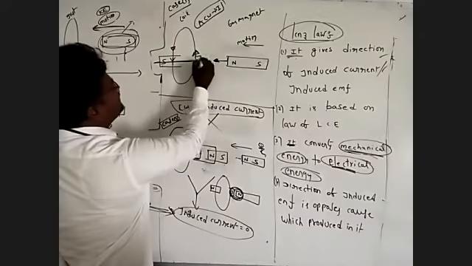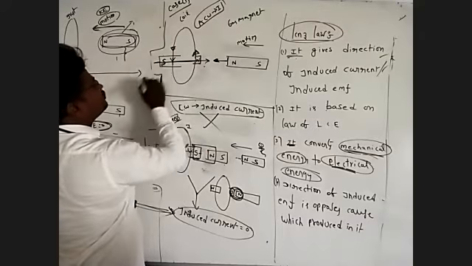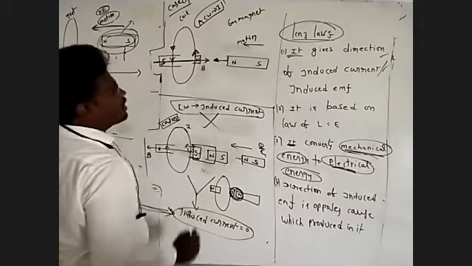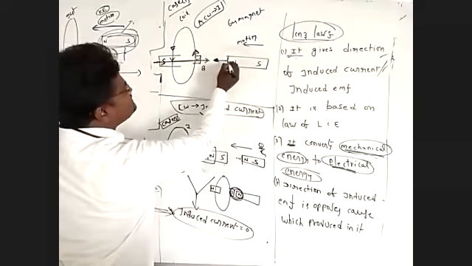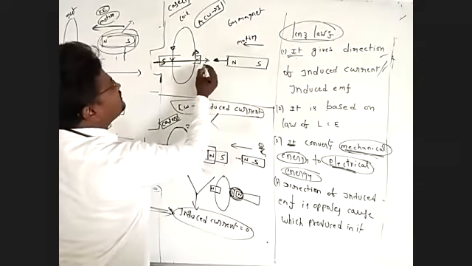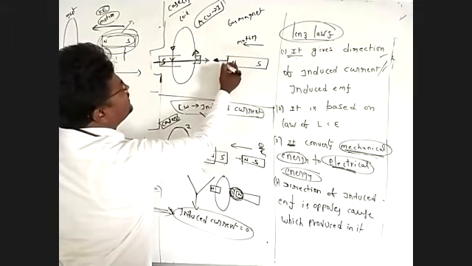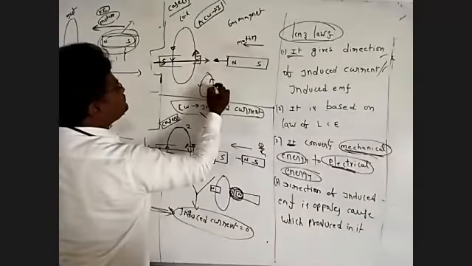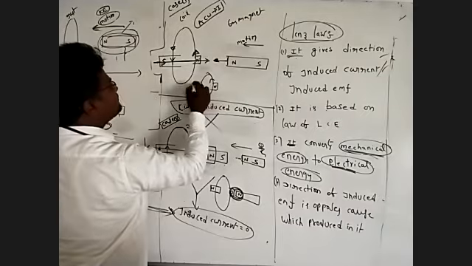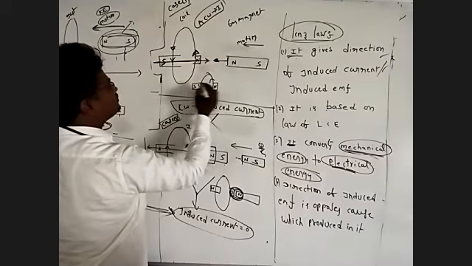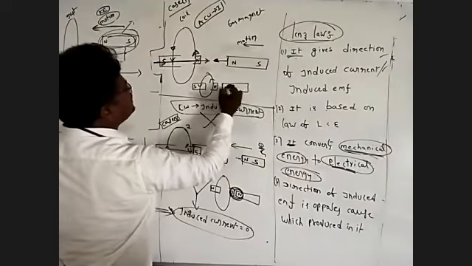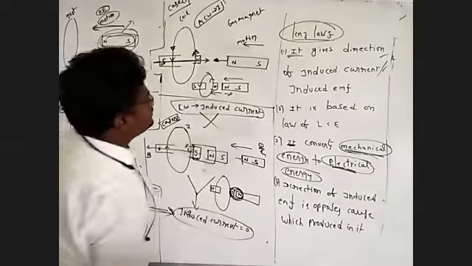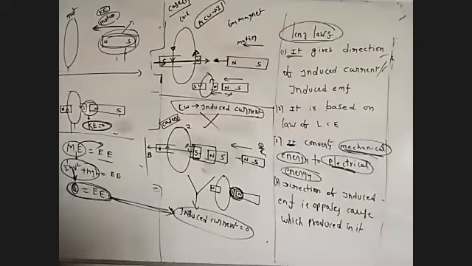Now the front part acts as a north pole, and the back part acts as a south pole. The direction of the magnetic field is outward. The bar magnet is very near to the coil. This is the anti-clockwise direction; the front part acts as a north pole, the back part acts as a south pole. And the bar magnet is very near to the coil. Both are repelling each other.